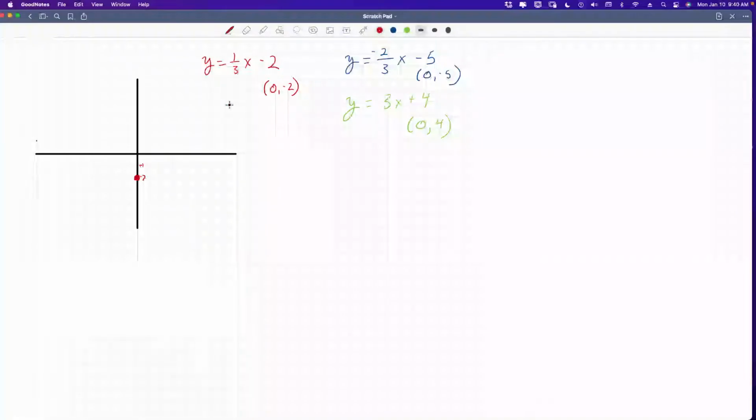Now let's look at the slope. The slope of this line is 1/3, and it's positive. So it tells me that the point goes up 1 space on the y-axis, and then it goes over to the right 3 spaces on the x-axis. 1, 2, 3. This is that line. Let's make one more point with this line. Up 1, over 3. 1, 2, 3.